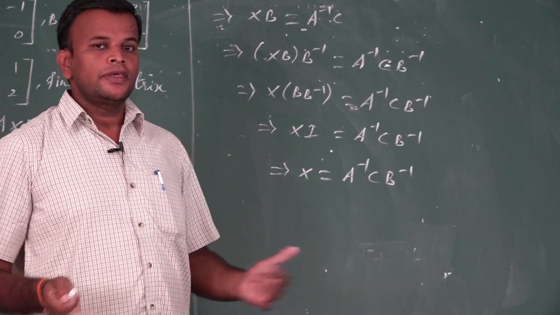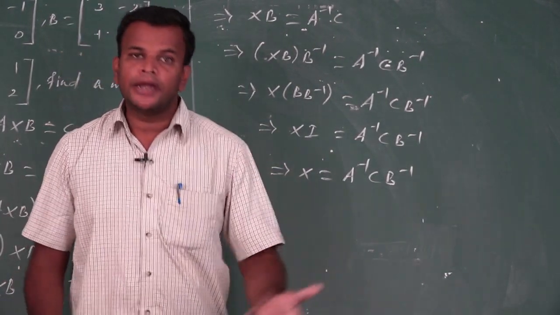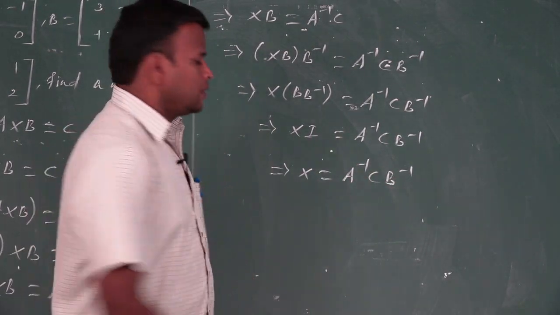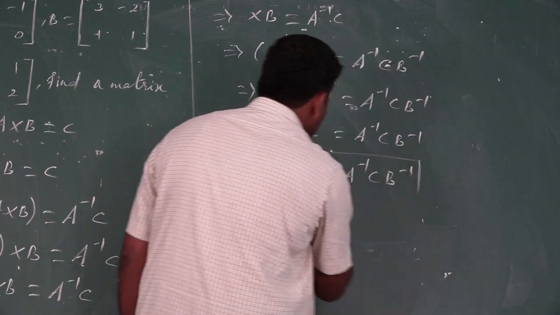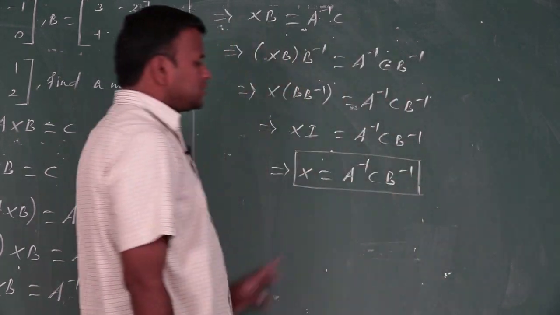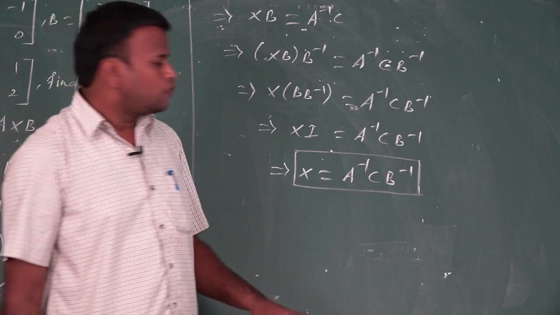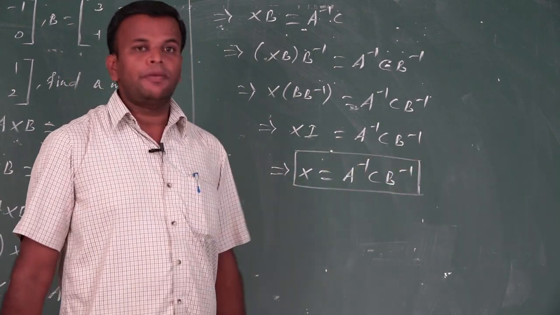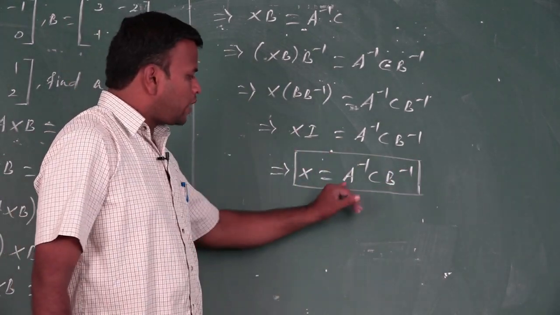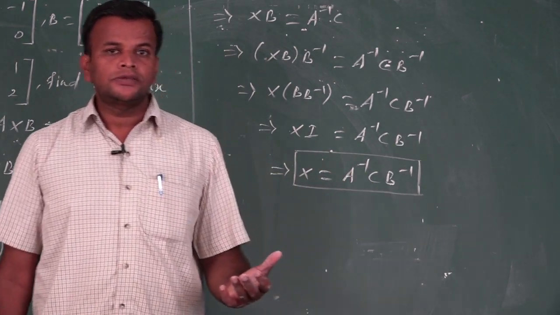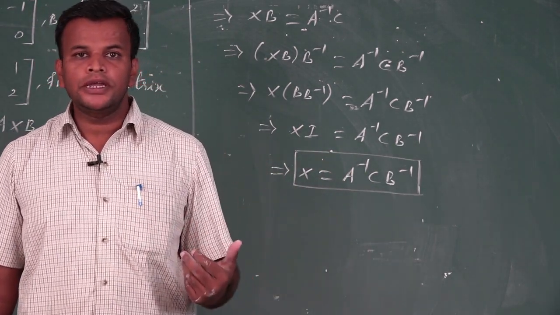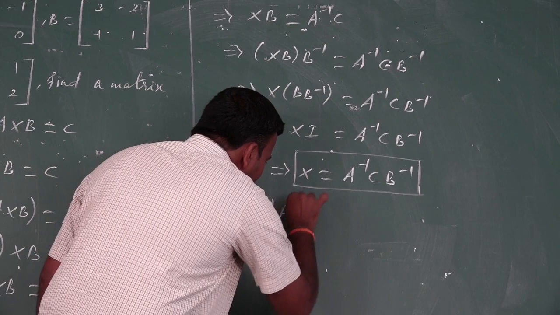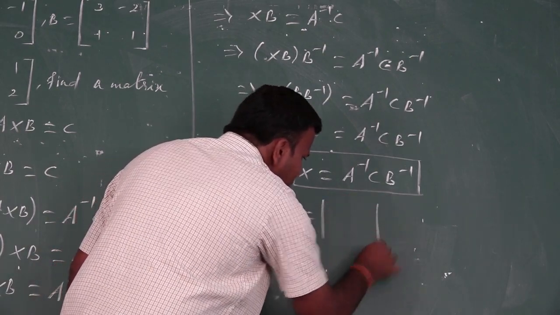That means X is the product of three matrices. They are A inverse, C and B inverse. Already the matrix C is given. A, B, C matrices are given. The next step is to find the inverse of A and B, because X is the product of these three matrices. So the next step is to find A inverse. In A inverse, what is the formula? 1 by determinant A into adjoint A. So first, I find the determinant of A. So I put a determinant symbol.